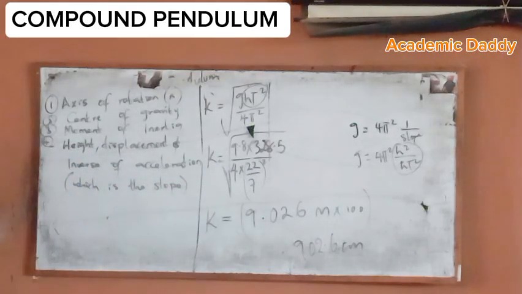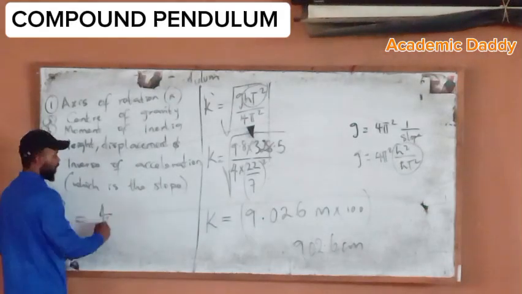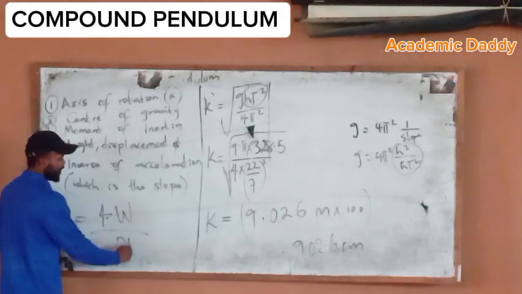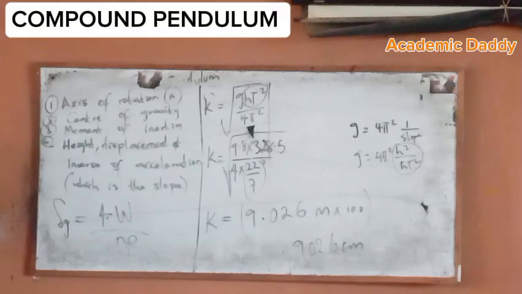Now, for the last part that is remaining, which is error is slow. Even if they do not tell me to find error is slow, normally use FG equals to 4W all over NA and take the formula.